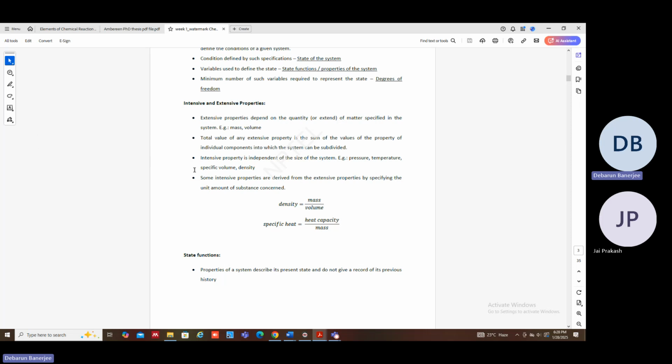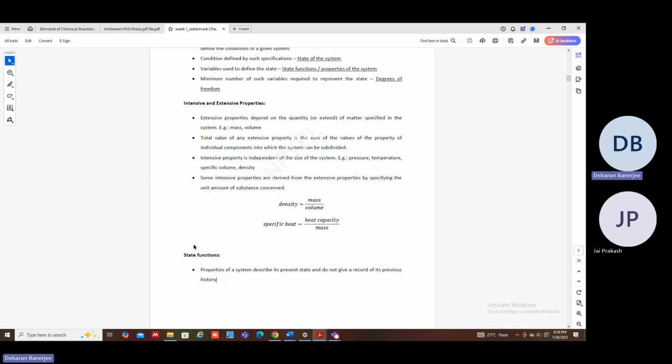entire system. But intensive properties are properties which are independent of the size or the mass of the system, such as pressure, temperature, density, specific volume, like that. So you cannot say A has this temperature, B has this temperature, so add them and the entire system will have this temperature. This is not like that. It's much more complicated. It depends on the other properties.